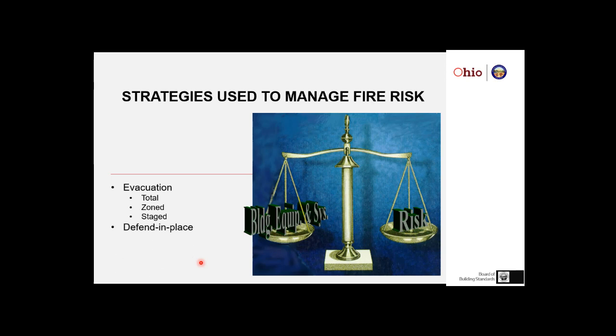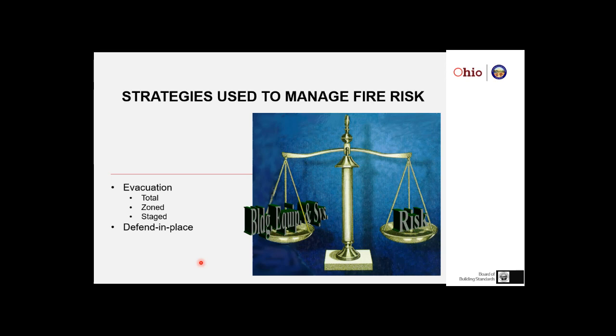Another strategy that's used is what's called the defend in place strategy. Now, this is incorporated. One example I can think of, or a couple of examples, are the institutional occupancies, or hospitals and prisons, where we know that the people may not be able to evacuate the building because they may be sedated, they may be in surgery, they may be imprisoned behind bars. So we address those kinds of occupancies in a different manner than if we were planning to evacuate people from a building.